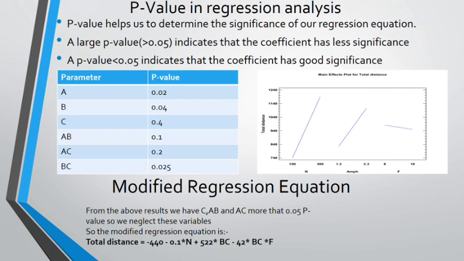There is a main effect plot which has been shown inside. Here, the RPM and the battery capacity in AMPH have a positive slope, and the slope is also large. That signifies that they have more impact on the regression equation. On the other hand, the supercapacitor capacitance has a very small slope. That means we can neglect it as it has very little effect on our final output. So by all these modifications, we get a new regression equation, which is minus 440 minus 0.1 into N plus 522 into BC minus 42 into BC into F.